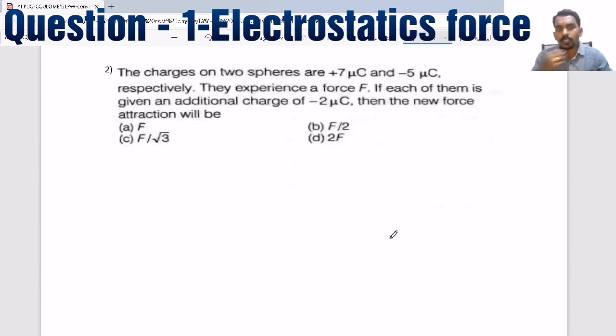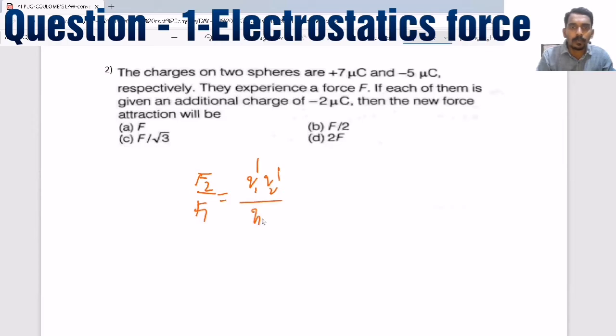Now here comes one more question. They have given two spheres and charges given, and they experience force F. If each of them is given an additional charge, that means we are changing the charges. As I said, the relation between new and initial force is Q1 dash Q2 dash by Q1 Q2, where Q1 dash is 7 that was there, you added minus 2, so it will become 5 into 10 power minus 6. Q2 is minus 5 and you added minus 2, so it will become minus 7, nothing but magnitude 7.